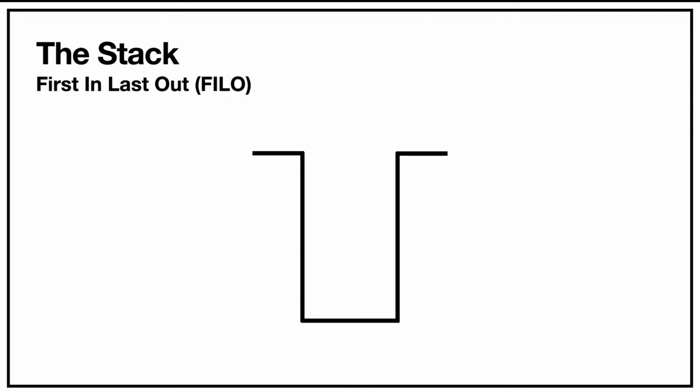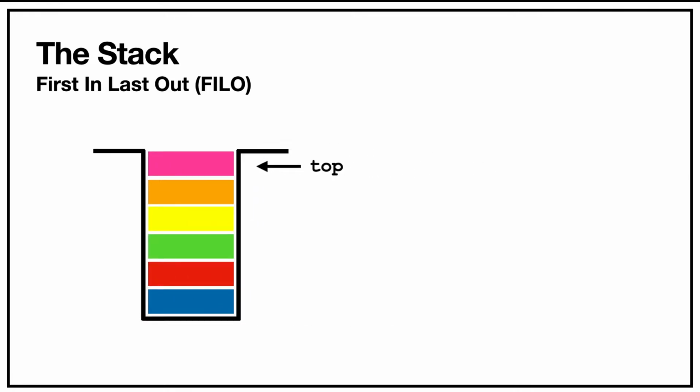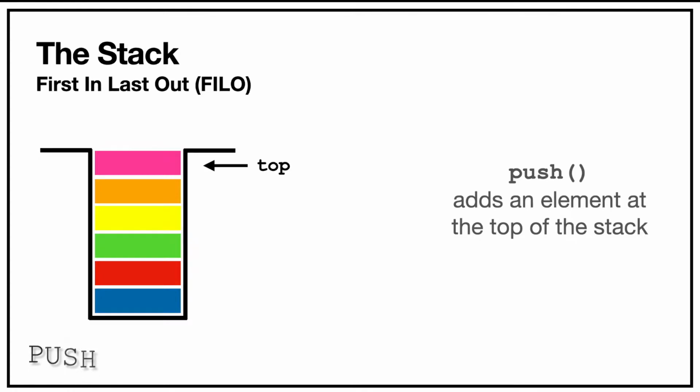When you add elements into the stack, you always add them to the top. For example, here we're adding a couple of items, always in the position where the top indicates. We're going to add 6 values here, so you can see the behavior that the first element to get in will be the last one to get out. This process of adding elements is called push. We say that we push an element every time we add an element at the top of the stack.